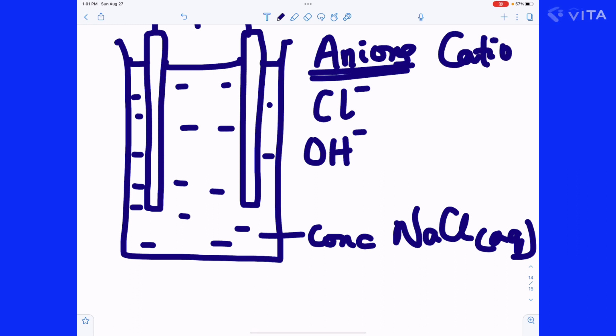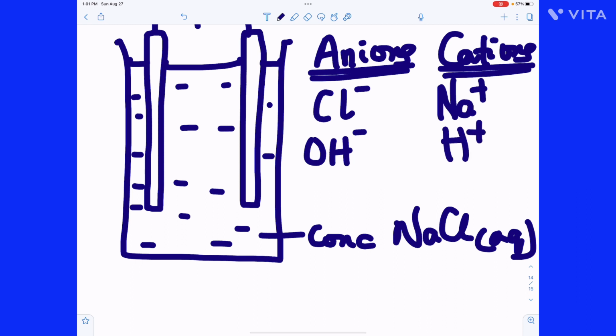Then, what cations will I have? I will still have the cations Na plus and what? H plus. Now, these two ions are from sodium chloride. You understand? They are from sodium chloride. And these two are from what? Water. So, this is my anode, this is my cathode.